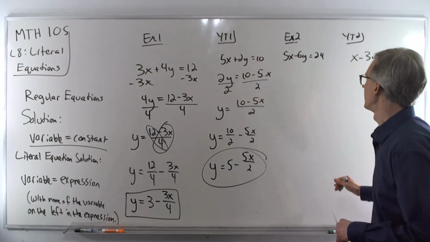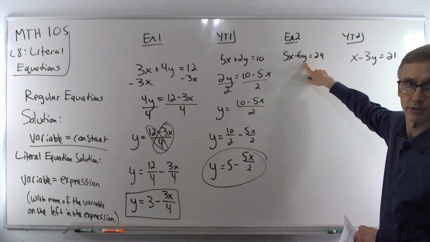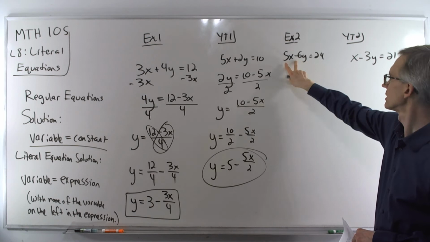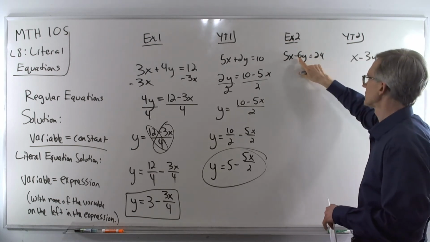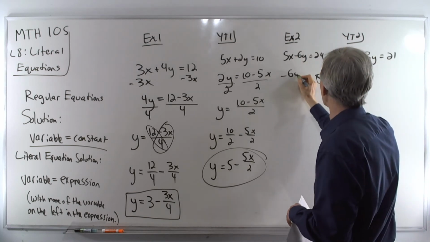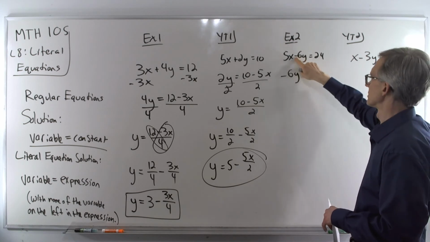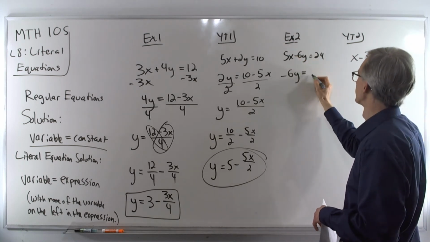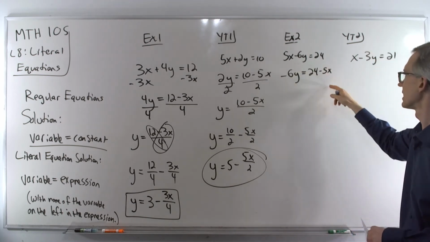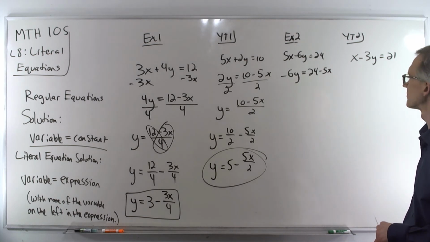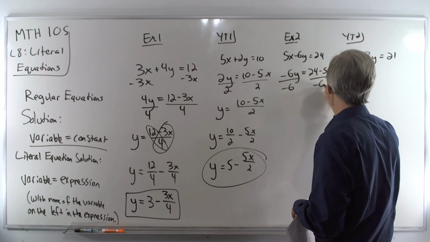Now things get a little more complex when we've got a negative coefficient on the variable we're trying to solve for. I'm still going to take the 5x and move it to this side, but make sure you keep that negative with the 6y. Don't lose that negative. The sign precedes the term that it's with, so the sign has to stay with 6y. So moving the 5x to this side gives us negative 6y equals 24 minus 5x. Now you've got to divide by a negative number, so divide by negative 6.